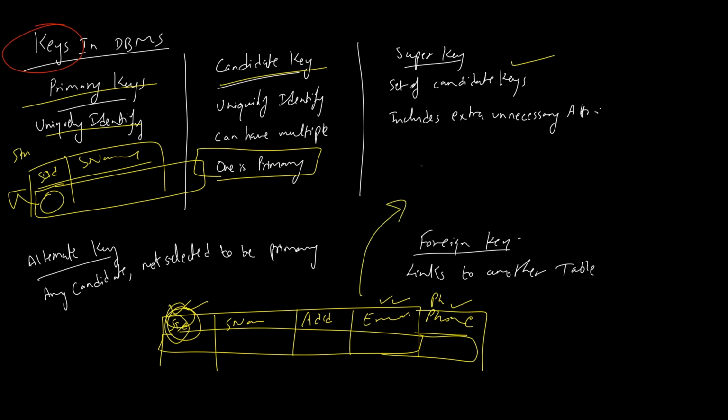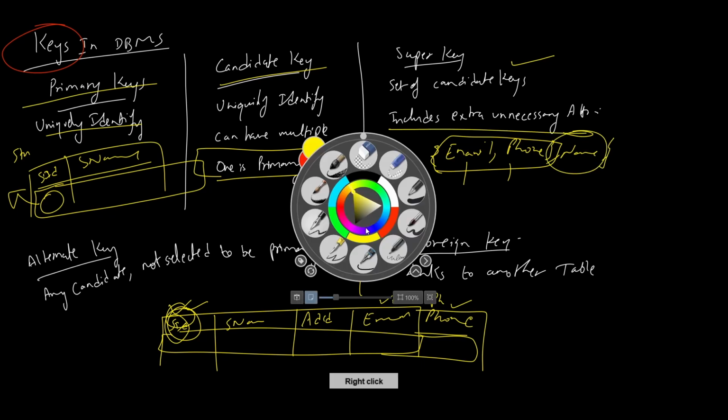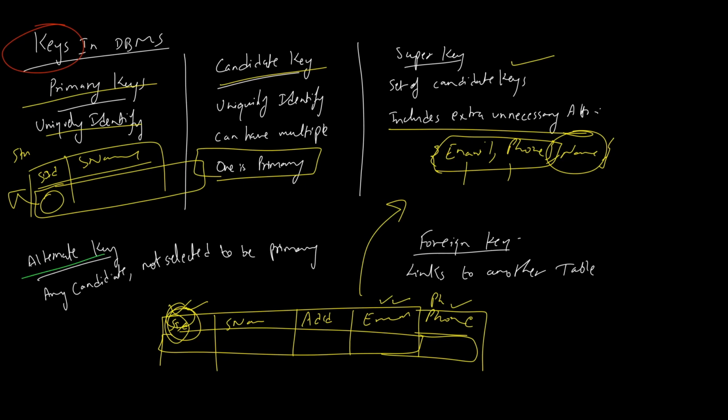Okay, super key is a set of candidate keys. Now in this relation, let's say I made a key of email and phone number. That would be a super key, which would include two candidate keys. It might also include the name of the student, which would be completely unnecessary, but still you can add that in the key if you want. Coming to alternate key, any candidate key which is not selected as a primary key is an alternate key. For example, here SID is the primary key, then email and phone number would be alternate keys.